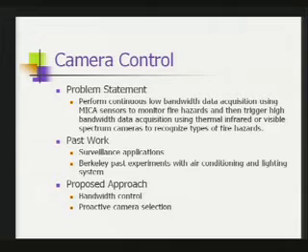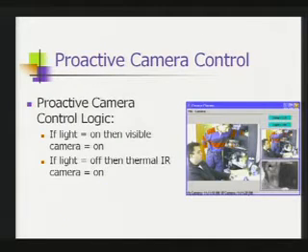And again, the past work is primarily in the surveillance applications, and Berkeley has done some experiments with air conditioning and lighting systems. Our proposed approach was just really to focus on the bandwidth control and then figure out the proactive camera selection. And the logic is very, very simple. More or less, if the light is on, then turn on the visible camera. If the light is off, then turn on the thermo-infrared camera.